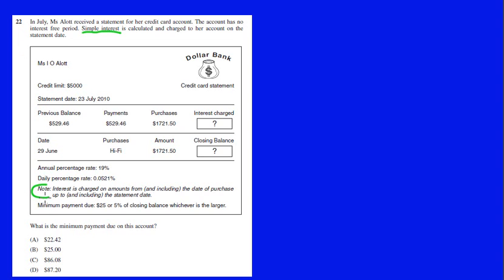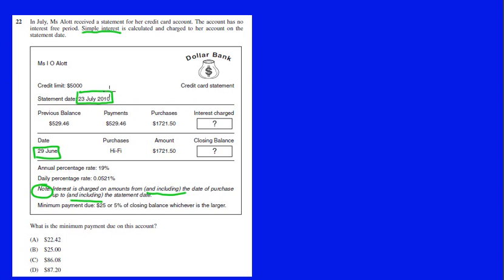This down here is again another important part. Interest is charged on amounts from and including the date of purchase up to and including the statement date. So when I first purchased it, which you can see here, I purchased it on the 29th of June, so interest will be charged on that day as well as the statement date when I'm paying it. Interest will also be charged on that day as well.